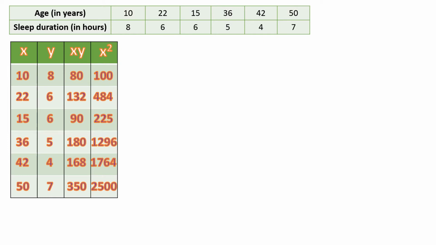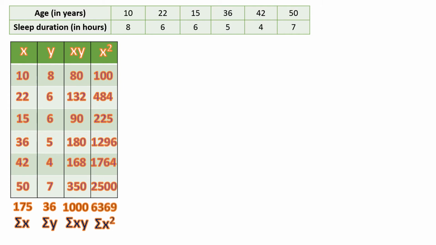And so we will get the sum of x. Sum of the values in the x column will be 175. So the sigma symbol there at the side of x means summation or total. Then we'll get the sum of y, sum of the values in column y, which is 36. Sum of the product of x and y, or sum of xy, so we're going to add all 80 up to 350, it will be 1000. The sum of square of x, so we're going to add all those values in the fourth column, it will be 6369.